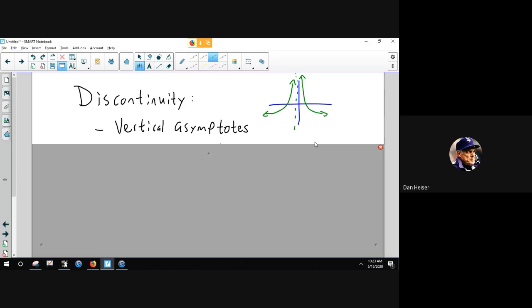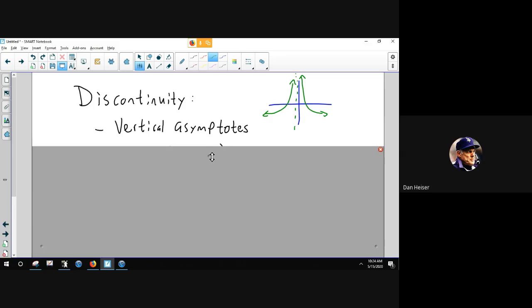And notice I only use the term vertical. Horizontal asymptotes can be crossed. So can a slant. They can be crossed in the short term, and in the long run they're approached. So because they can be crossed, it's not necessarily a discontinuity. Horizontal asymptotes have nothing to do with where the function is undefined.